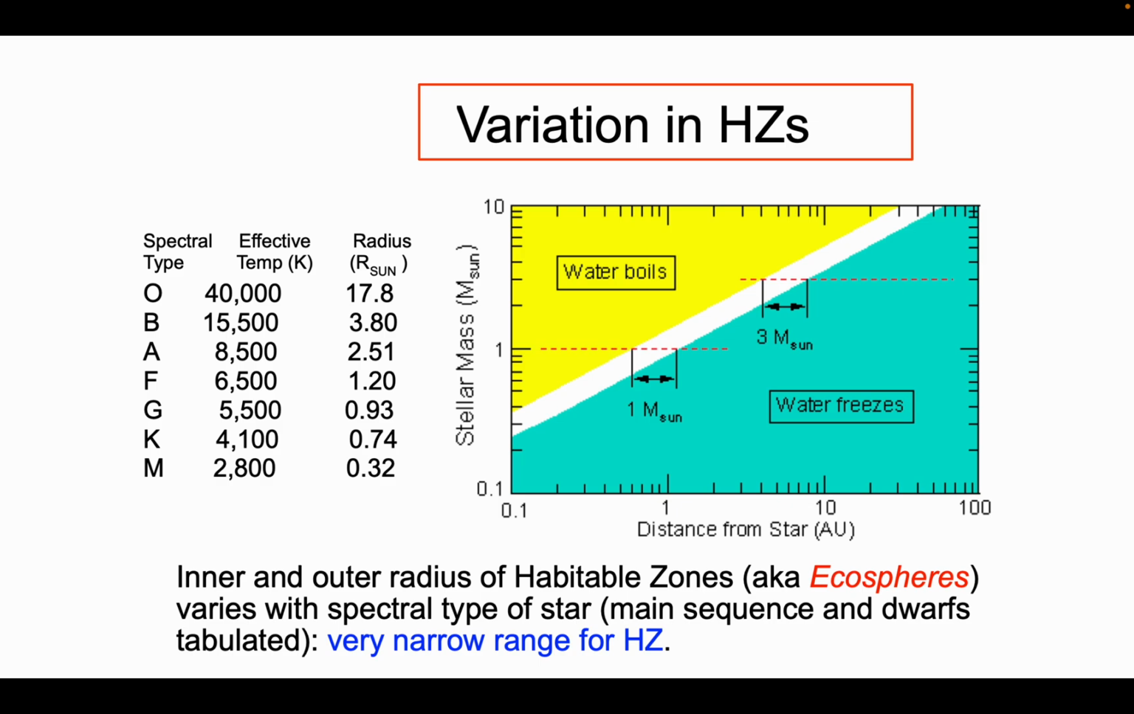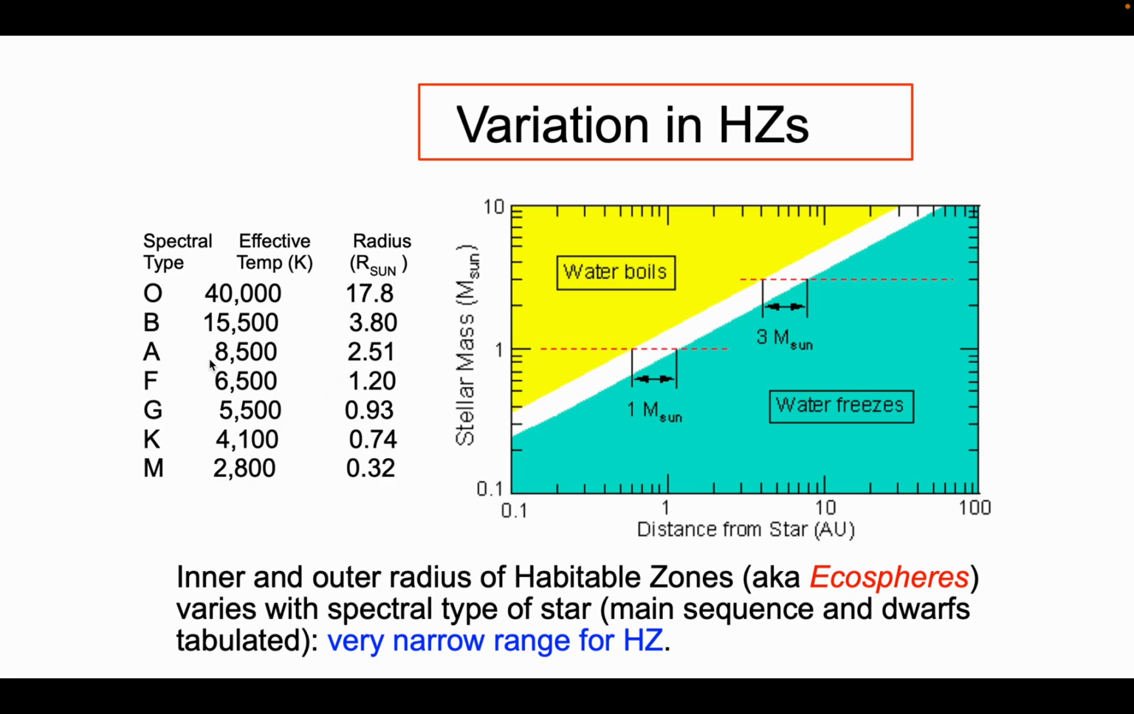Here is one comparison where you can plot the distance from the star versus the stellar mass, and here for the water body, the line where the water freezes and the line where the water stays in the liquid phase.